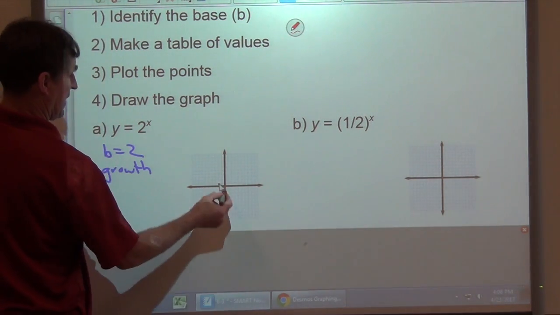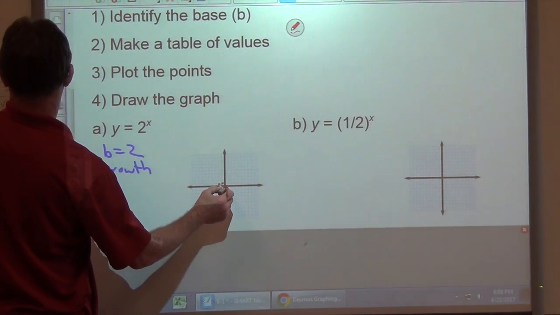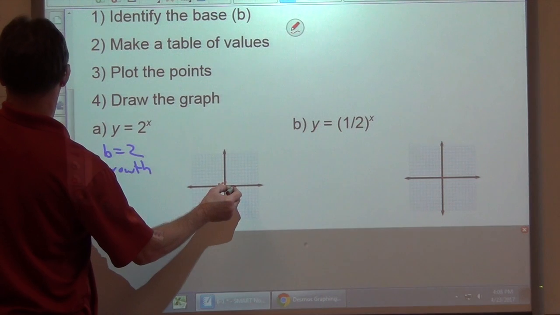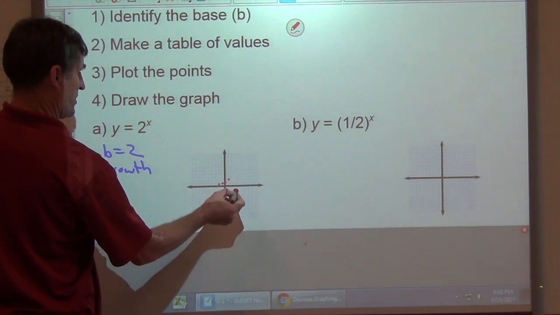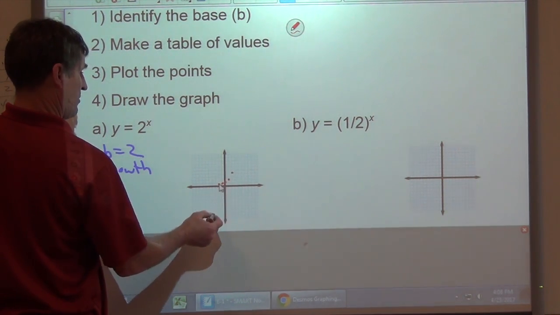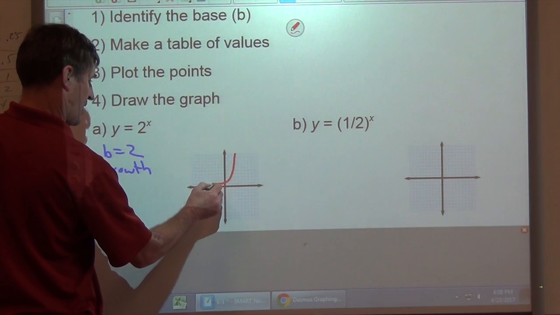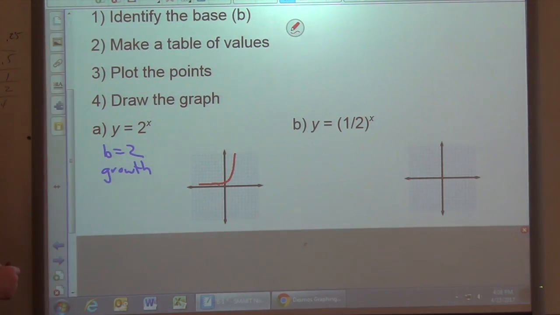At -1, we're at 0.5. So again, at 0, we're at 1. At 1, we're at 2. And at 2, we're at 4. A little easier when we get up here. But you can see it's going to go up in a hurry, and it's getting closer and closer to this line, but never crossing it.